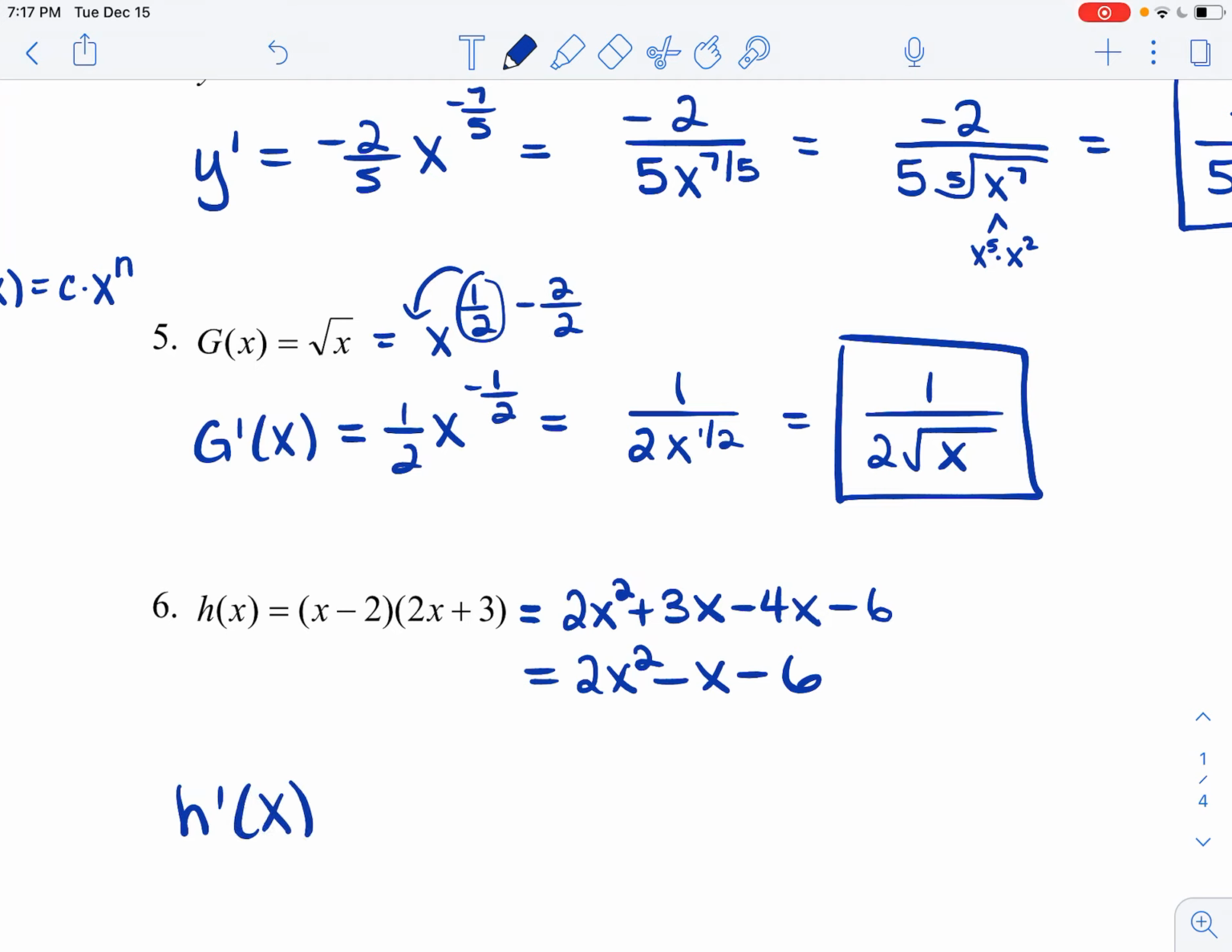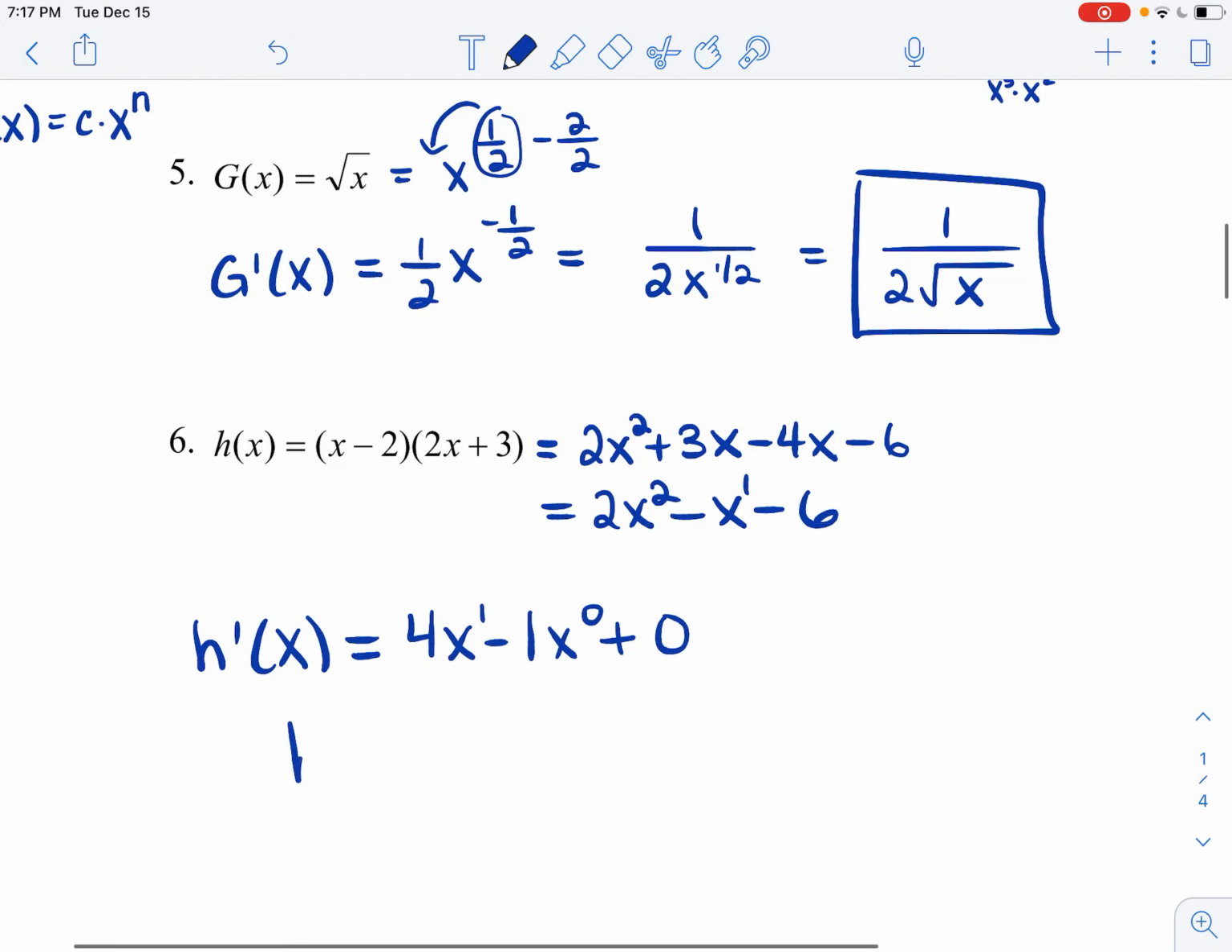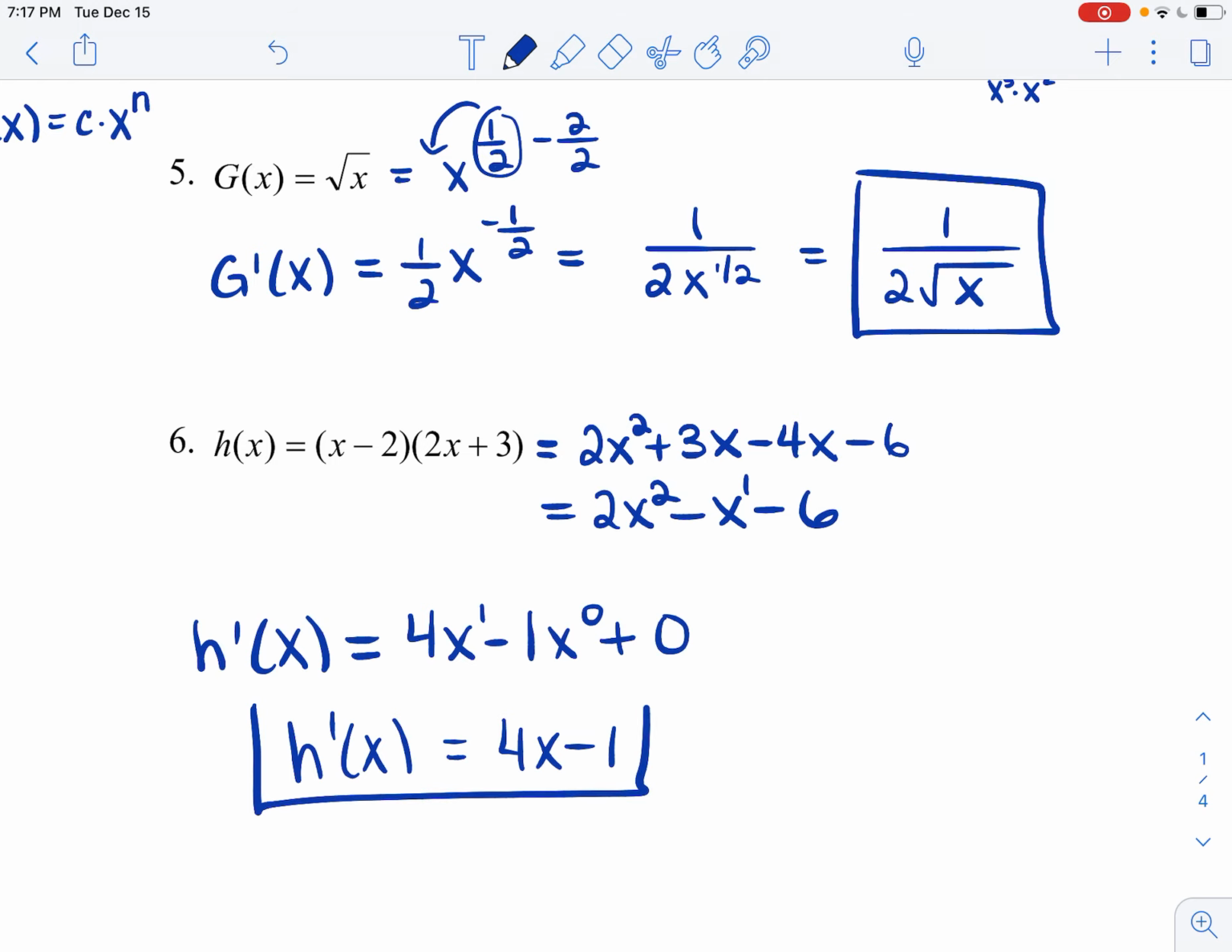Now I'm going to use the power rule on each term. So I bring down the 2. 2 times 2 is 4. x to the first minus 1, really, this would become x to the 0. And again, the constant would have a derivative of 0. So to simplify this, h prime of x would just be 4x minus 1.